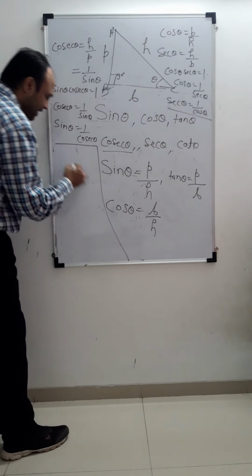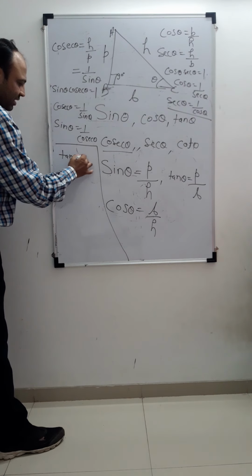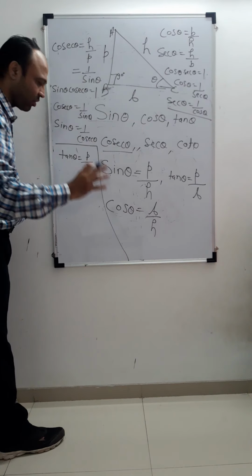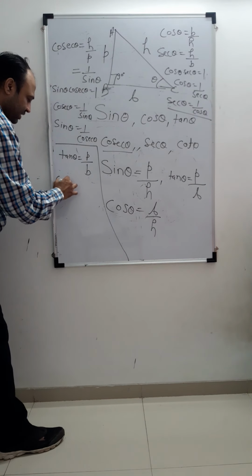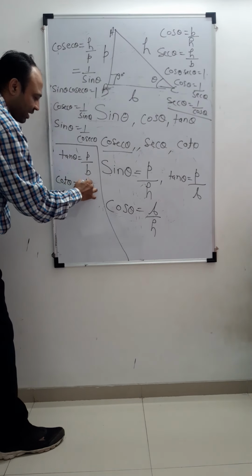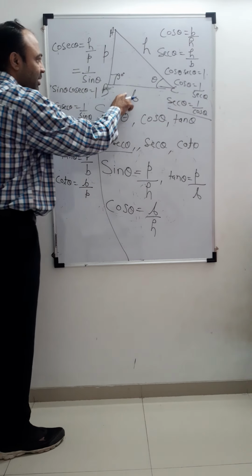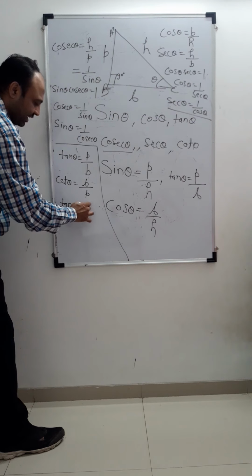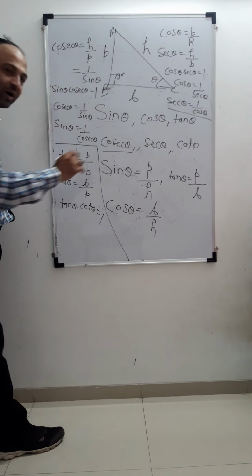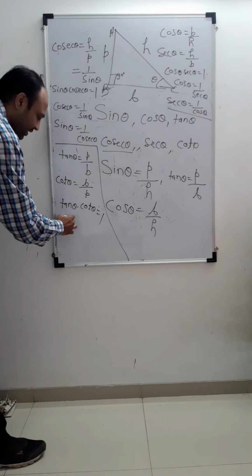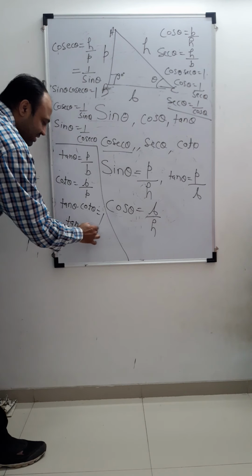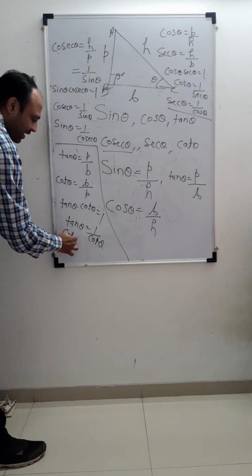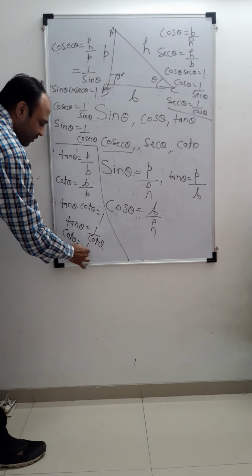Then we have tan theta is P by B in a right angle triangle always. And cot theta is going to be B by P, the reciprocal. When you multiply both, tan theta into cot theta, it will give you 1. So what is the conclusion here again? That tan theta is 1 by cot theta, and cot theta is 1 by tan theta.